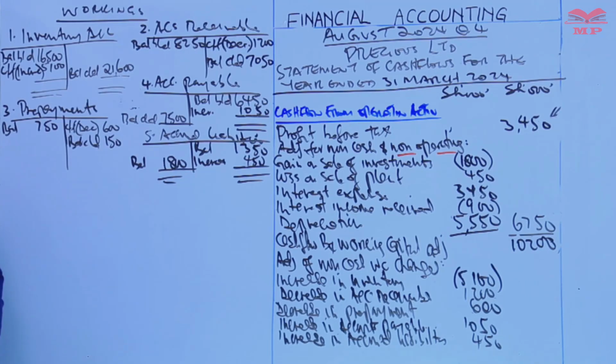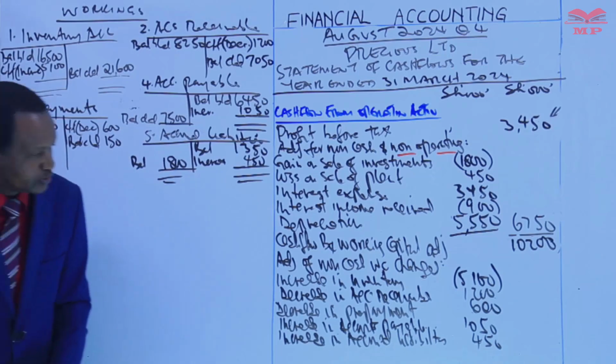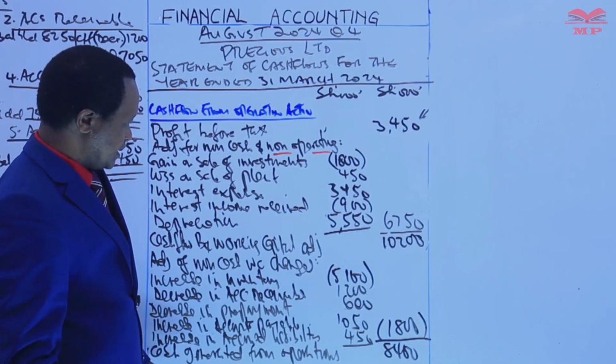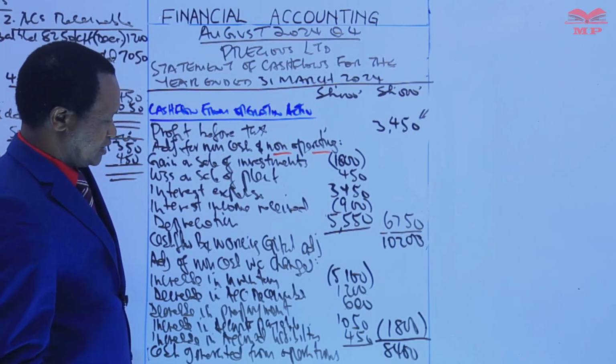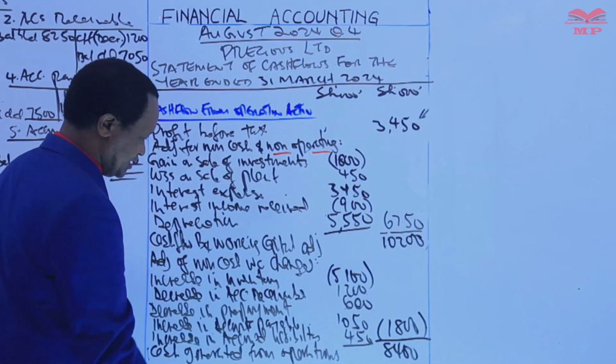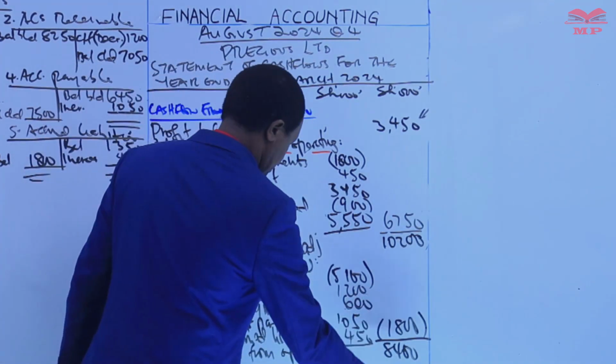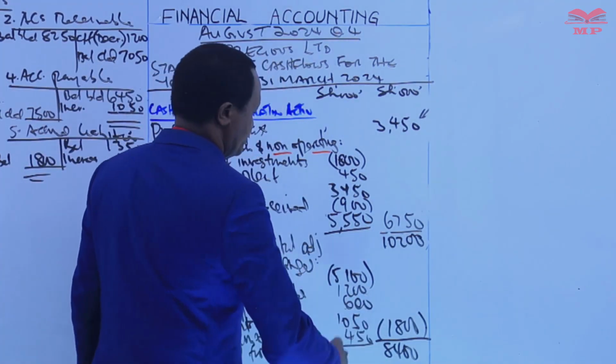Working capital changes. We've analyzed all the current liabilities and current assets apart from cash. We don't analyze cash. So give me the total. Interest expense and the tax expense, we adjust it before we get the net. This is just cash generated from operations.